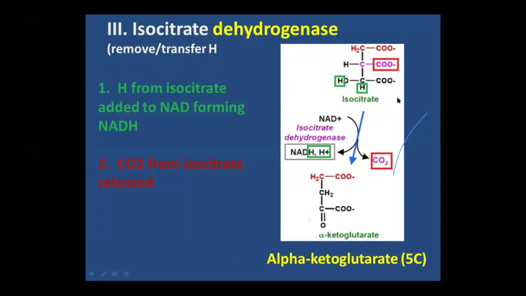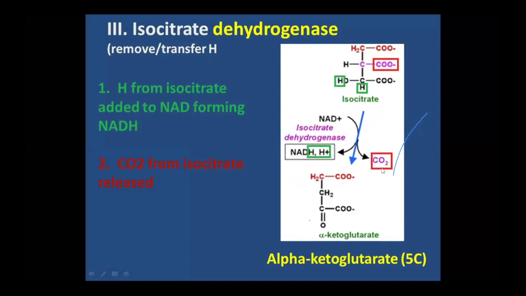Now, the third step would involve isocitrate dehydrogenase. So, as a dehydrogenase, again, it removes or transfers hydrogen. So, the first function would be the transfer of hydrogen from isocitrate. We see here the green boxes. This would be added to NAD in order to form NADH. And we would have a COO from citrate. This would be released as carbon dioxide.